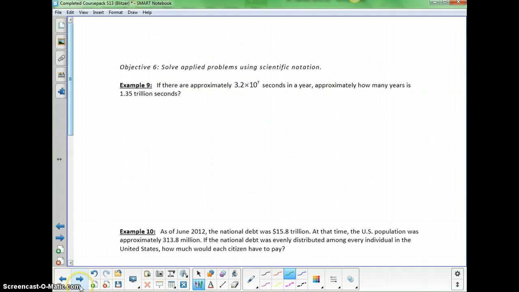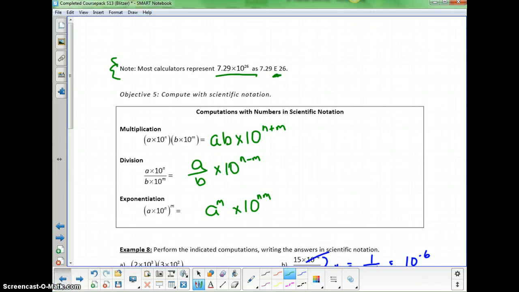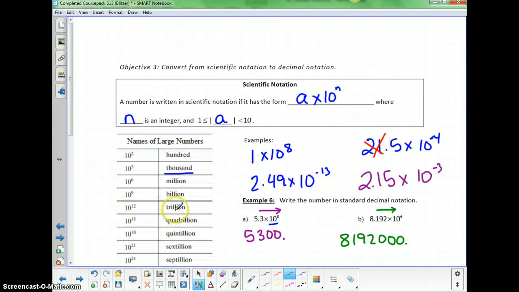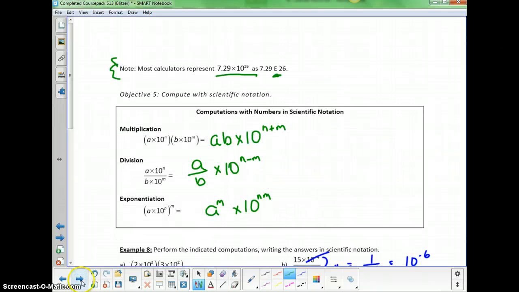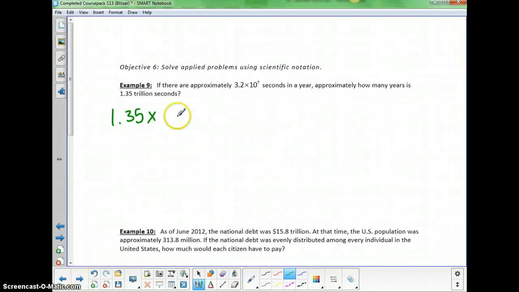Alright, and we've got 2 more examples here. If there are approximately 3.2 times 10 to the 7 seconds in a year, approximately how many years is in 1.35 trillion seconds? I need to look up trillion. Trillion is 10 to the 12th. So let's go back. Trillion is times 10 to the 12th.